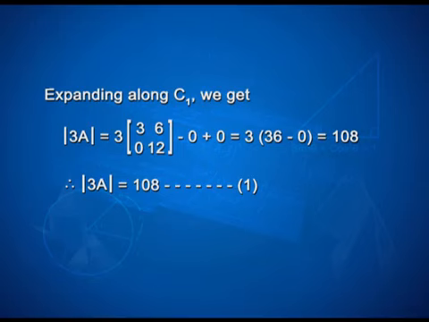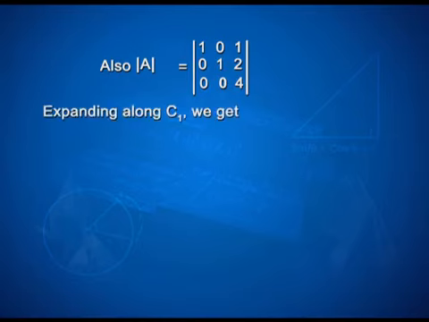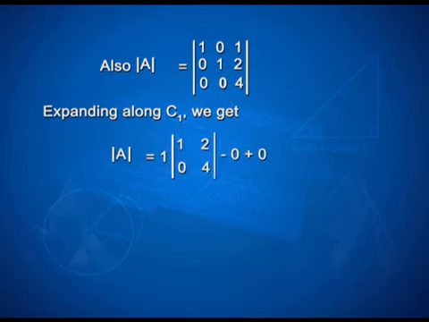Now, let us check the right hand side. We have determinant A is equal to 1 0 1, 0 1 2, 0 0 4. Now, expanding this along C1, we get determinant A is equal to 1 into determinant 1 2, 0 4 minus 0 plus 0, that is 4 minus 0, that is 4.